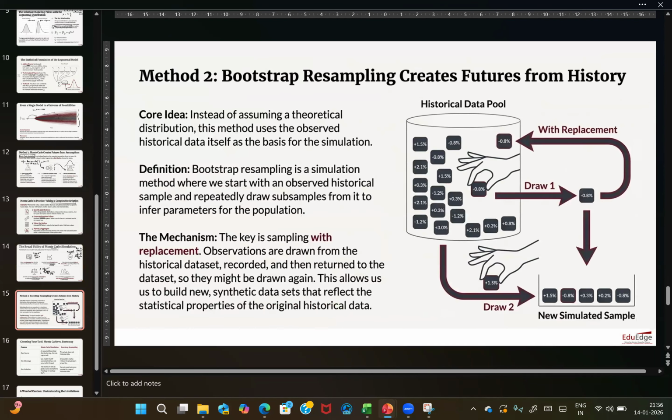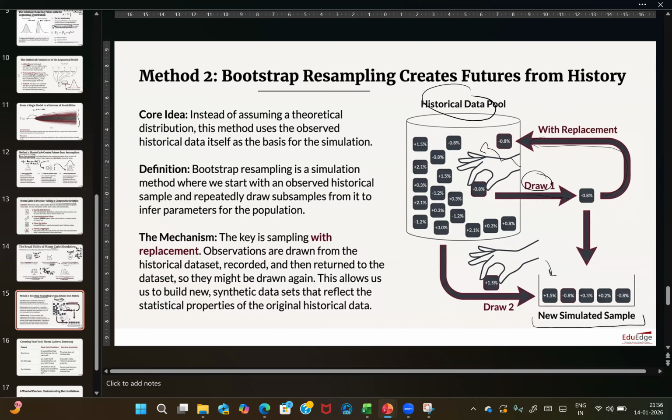And the second method is using historical data. That method is called bootstrap resampling. What it does is you basically draw from these historical values and create a new simulated sample, and you do it with replacement, which is you put it back into the pool and keep drawing and create new simulated samples.